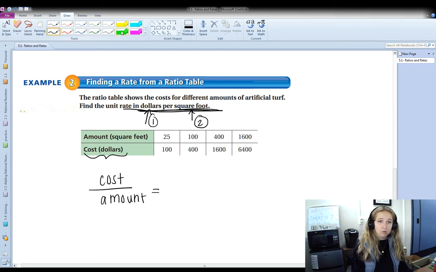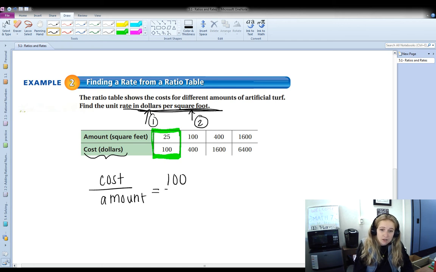Now, if we want to find the unit rate, we need a rate first. So we're going to just take one of these boxes in the table. I'm going to use the first one. You can use any; you'll get the same answer either way. So make sure you're careful. Cost goes first, so we're putting 100 on top and 25 on bottom. Make sure you label it: it's $100 and 25 feet squared. So we just used the first ratio in the table.